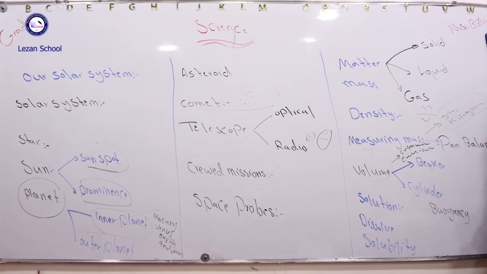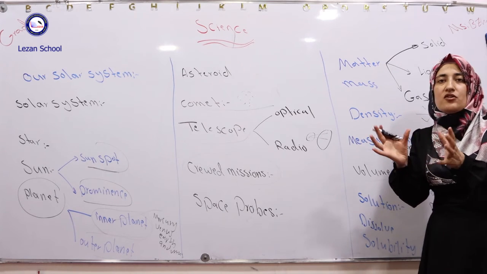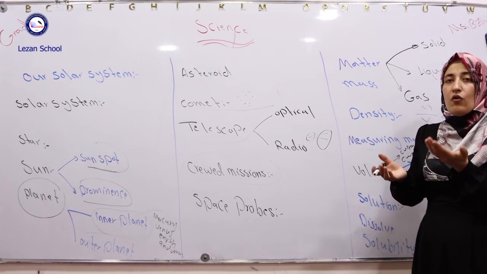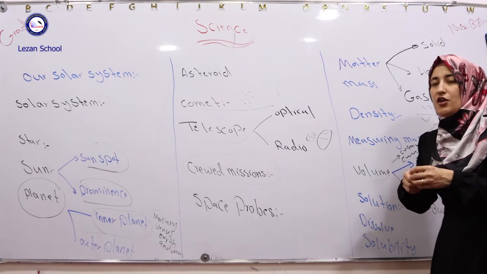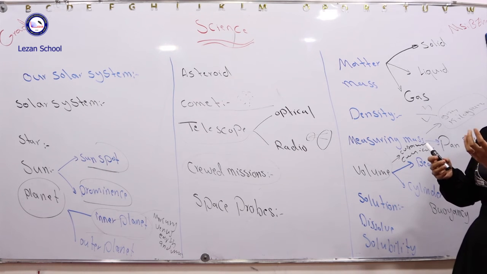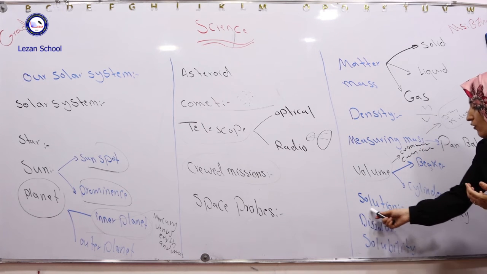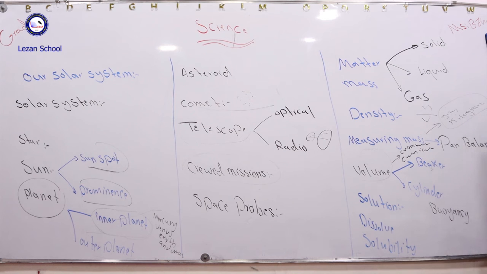And after that we have solution. What is the meaning of solution? When you mix two different substances, a mixture forms, and this mixture is a solution. For example, mixing water and sugar forms a solution. So when you put the sugar into water, the sugar disappears in the water. That is dissolved, meaning the sugar particles dissolved in water.